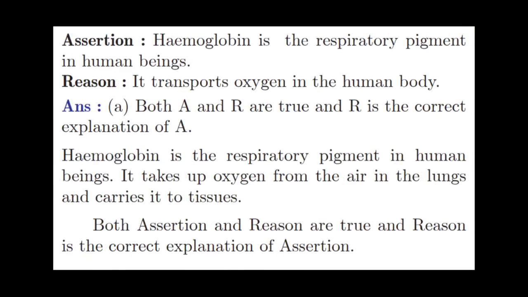Assertion: haemoglobin is the respiratory pigment in human beings. Reason: it transports oxygen in the human body. Of course, we know that the red color of the blood is given by hemoglobin, which has a good affinity towards oxygen.